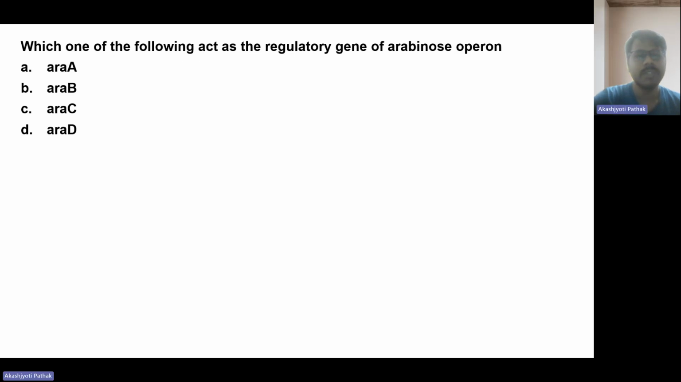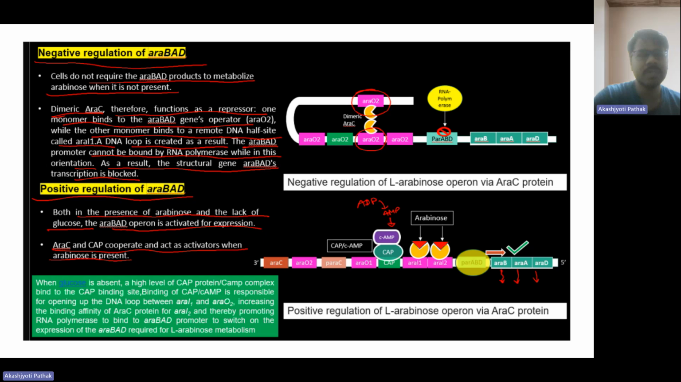Which of the following acts as a regulatory gene of the arabinose operon? This arabinose operon has also been discussed in the last lecture of week 6. This arabinose operon is controlled by ARA-C. You can go through the lecture, it has been explained very nicely. So we remember it is ARA-C. We will just go through this ARA operon in brief.